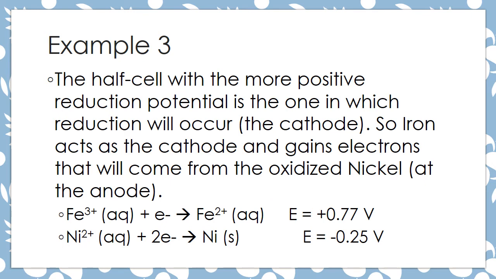So the half cell with the more positive reduction potential is the one in which reduction will occur, the cathode. So iron acts as the cathode and will gain an electron. So it will be iron 3+ plus electron yields iron 2+. That will be the reduction reaction, and it is written correctly. Nickel will therefore be oxidized. So nickel will actually have the reverse reaction happen. Nickel will become nickel 2+ plus 2 electrons.